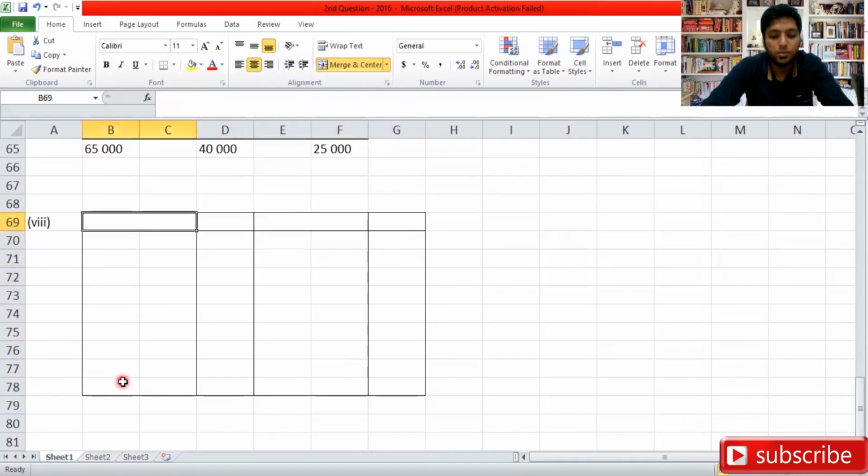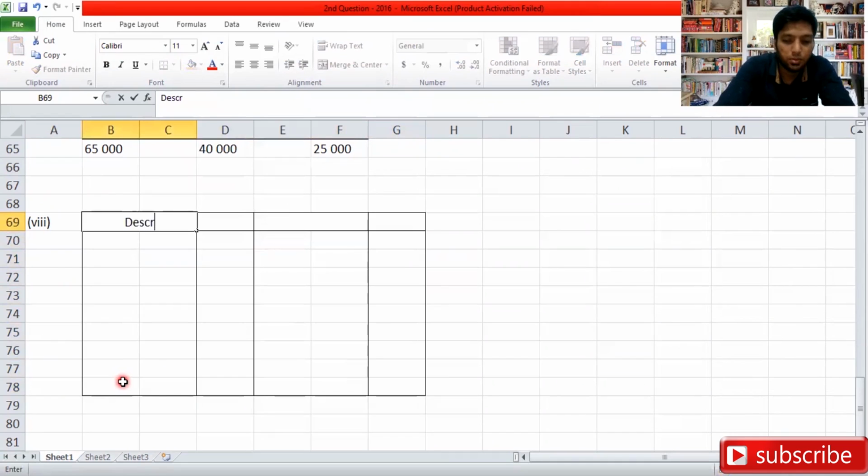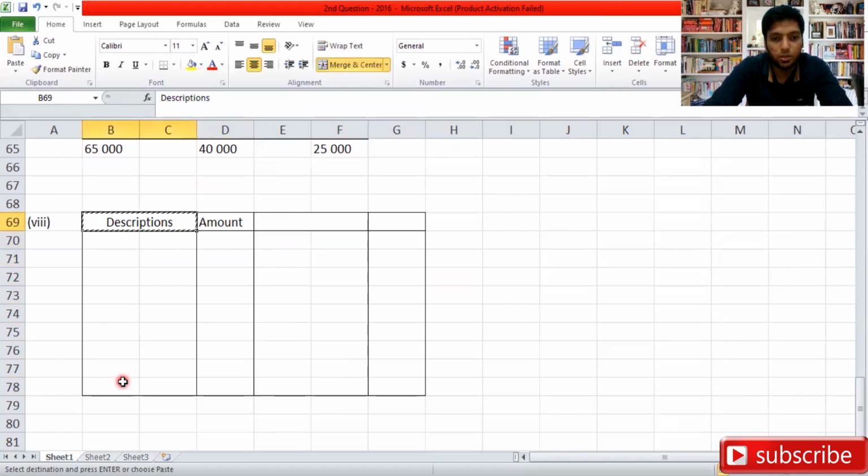So I can write here description, details, so you feel comfortable. And you have amount, you can write here amount. And the same thing you can write for description and amount. Here you can write debit.